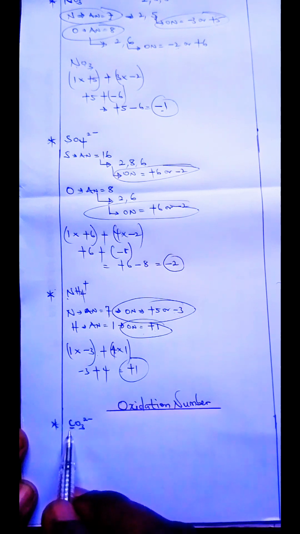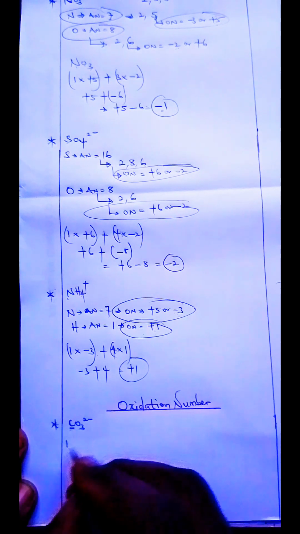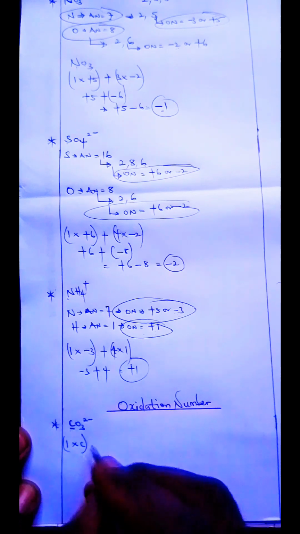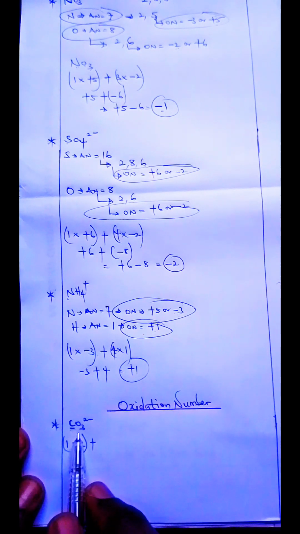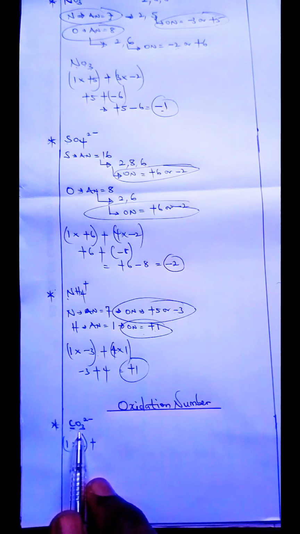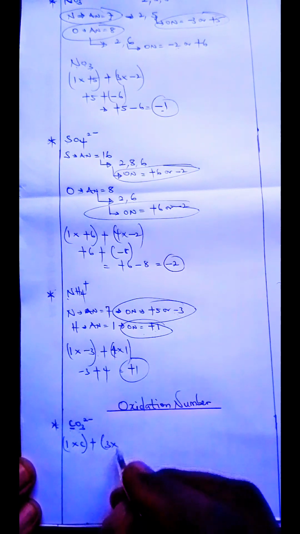Now we are asked to get the oxidation number for carbon. So how do we do that? Carbon has 1 atom, so that's going to be 1 times carbon itself, then plus. And don't forget the oxidation number for oxygen is -2. It's very basic. That's the basic oxidation number for oxygen. So that's going to be 3 atoms of oxygen times -2.